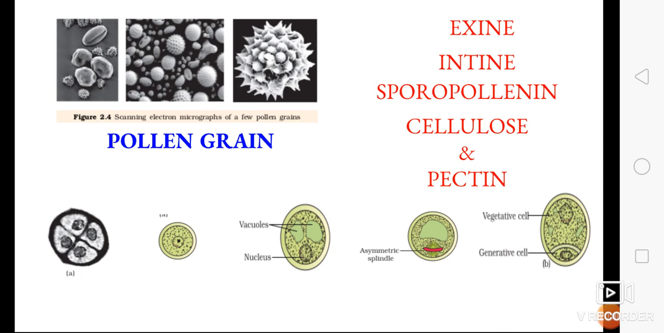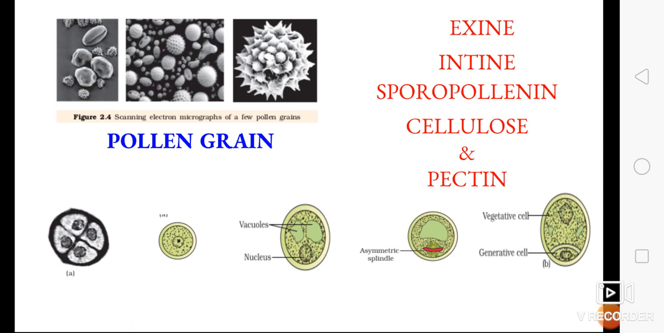So this is about the structure of pollen grain. At first the wall of pollen grain with exine and intine, then the inner part, at first with a single cell, then with vegetative and generative cells, then the third stage with one vegetative cell and two male gametes. Remember, the pollen grain is a male gametophyte because it contains two male gametes. So this is the first part of the presentation.